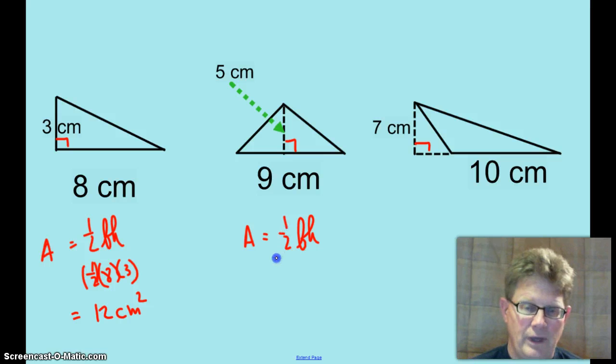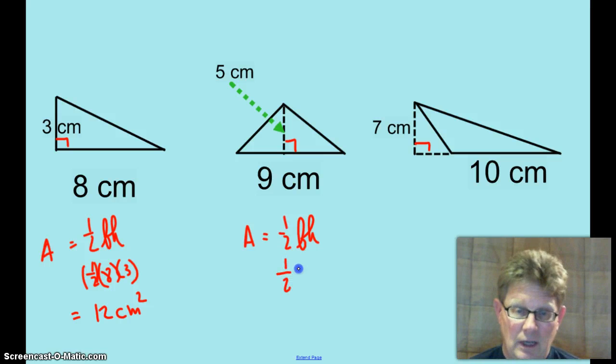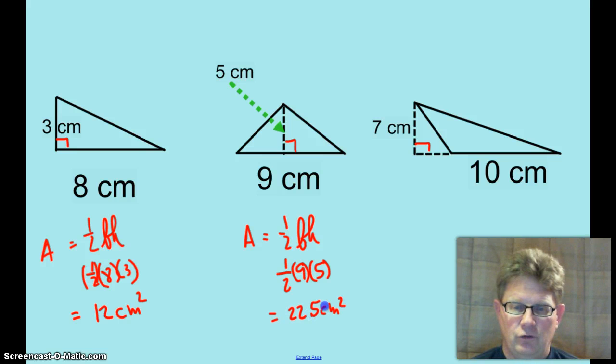Yes, I'm modeling the way I want you to show your work. I would expect you to do at least this much. 1/2 times 9 times 5. That equals 22.5 square centimeters.